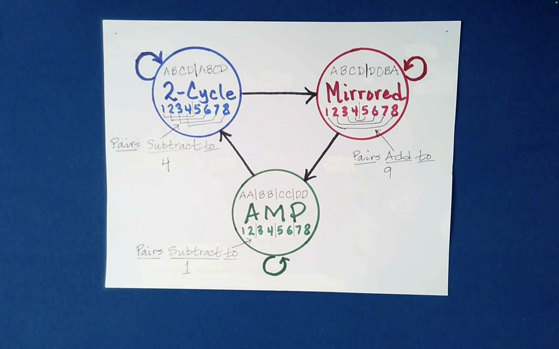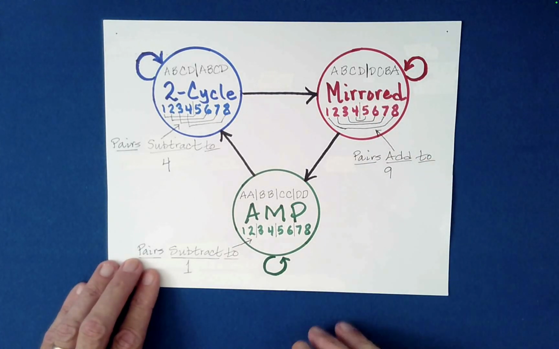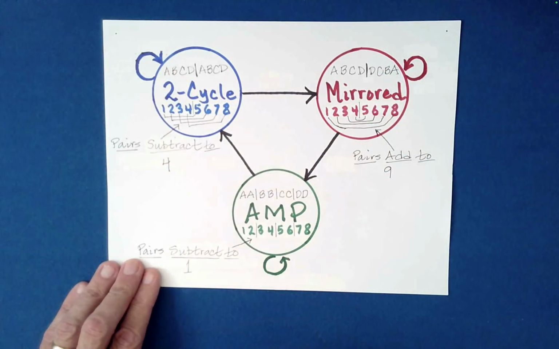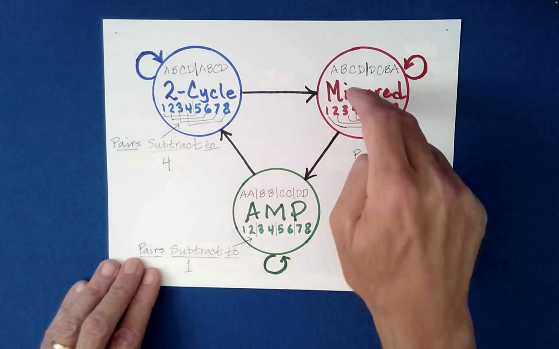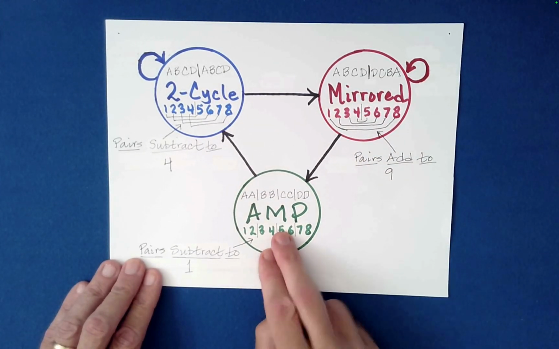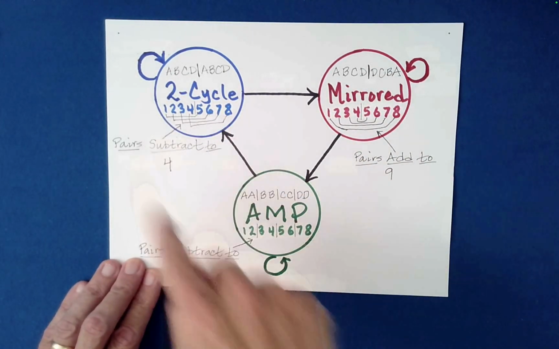They take advantage of these structures as well as ways of shuffling and moving, let's say, a 2-cycle to a mirrored structure, or a mirrored structure to an AMP, or maybe a 2-cycle to an AMP, kind of going backwards or whatever.